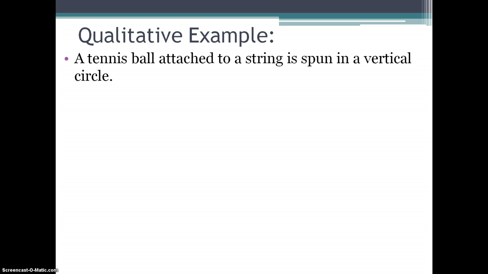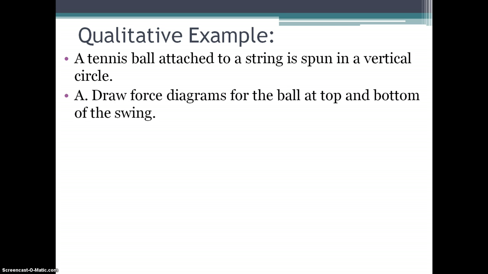So starting by looking at the concepts here. We've got a tennis ball attached to a string, and we're going to spin that vertically. So up and down is the way this tennis ball is going to go, and it's attached to a string. That means we know that we have tension in this problem. To start with, we're going to do a force diagram for the ball both at the top and the bottom of the swing. I'm not going to care about the sides of the swing for this particular problem.